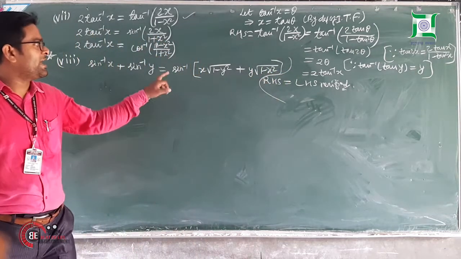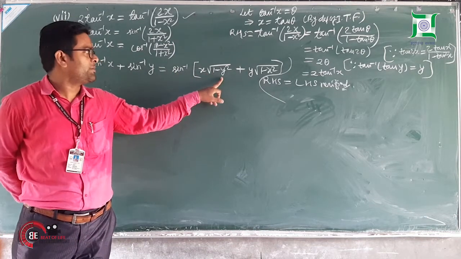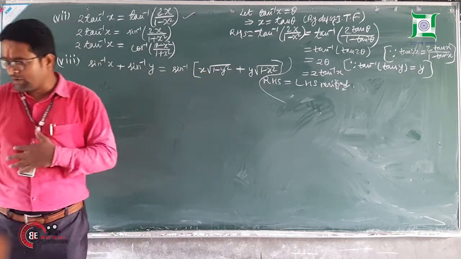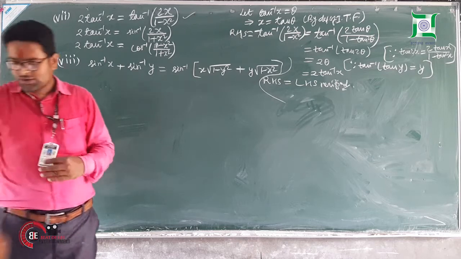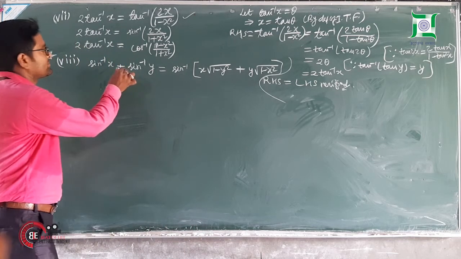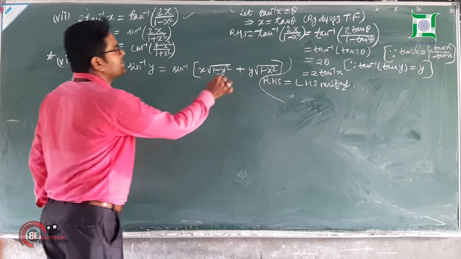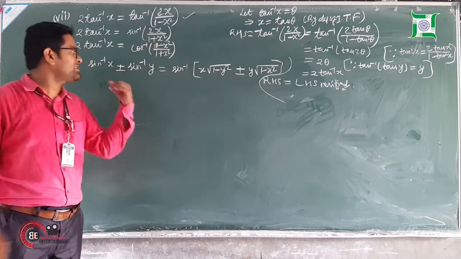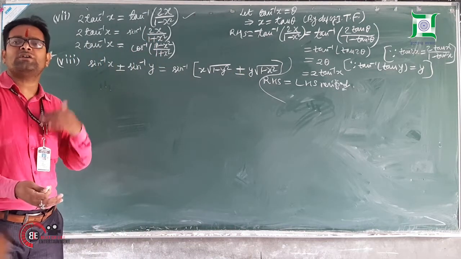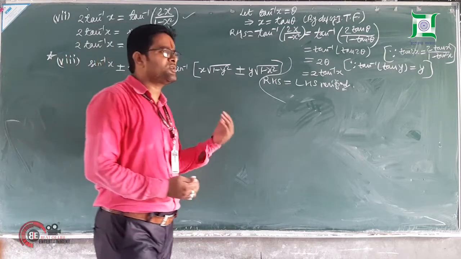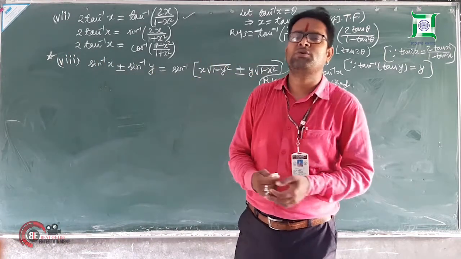See, x root under 1 minus y square plus y root under 1 minus x square. So if here is minus, we can put minus here. You can apply this formula if it is extremely urgent to apply. If it is not necessary, no need to apply, no need to learn this formula.